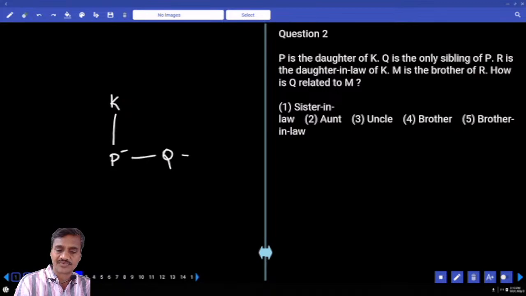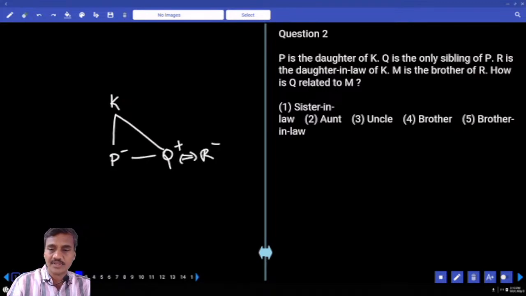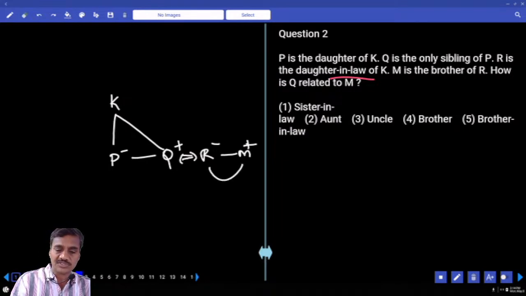R is the daughter-in-law of K, which means Q's wife. Then P is the daughter of K, and Q is the only sibling of P. There is no other sibling, and this Q must be the brother. R is K's son's wife, and M is the brother of R. Then how is Q related to M? M's sister's husband, that is brother-in-law. That is the choice for question number 2.